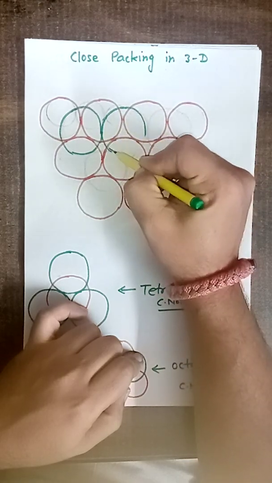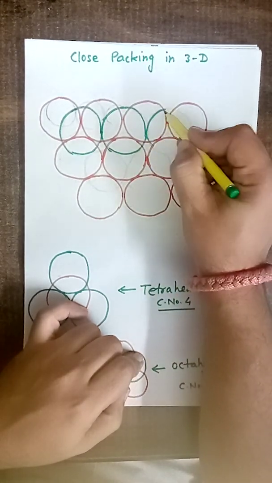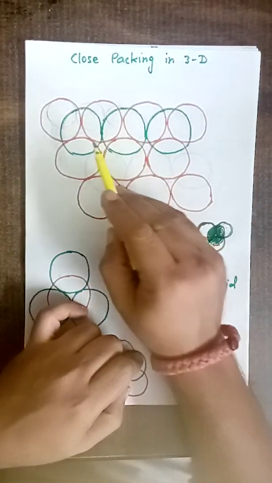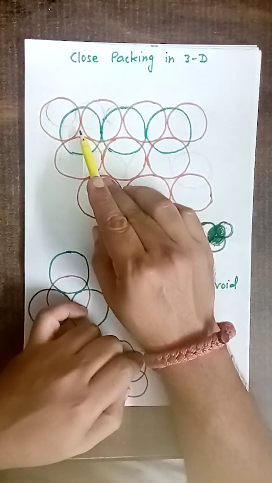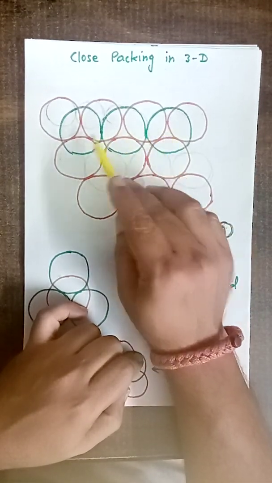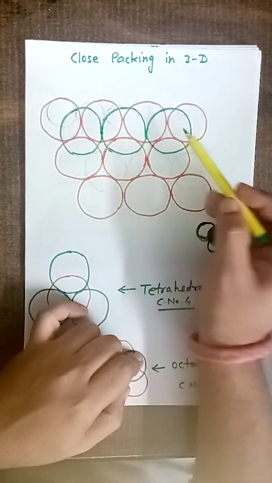This is also occupied over this triangular void. This is the third particle, occupying the next triangular void. So here you can see all the green particles occupy this triangular void and this triangular void. This is one row, the first row of the second layer.